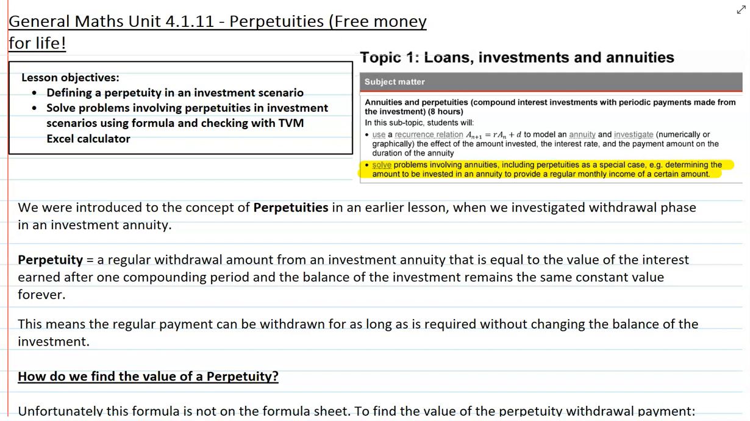In a previous lesson, we were introduced to the concept of perpetuities when we were investigating the withdrawal phase of an investment annuity. We were playing around with some spreadsheets and we put in a withdrawal payment that we saw maintained the balance of an investment. So a perpetuity is a regular withdrawal amount from an investment that's equal to the value of the interest earned after one compounding period, and the balance of the investment remains the same constant value forever. So like I was saying, free money for life. This means that the regular payment can be withdrawn for as long as required, and this does not change the balance of the investment as time progresses.